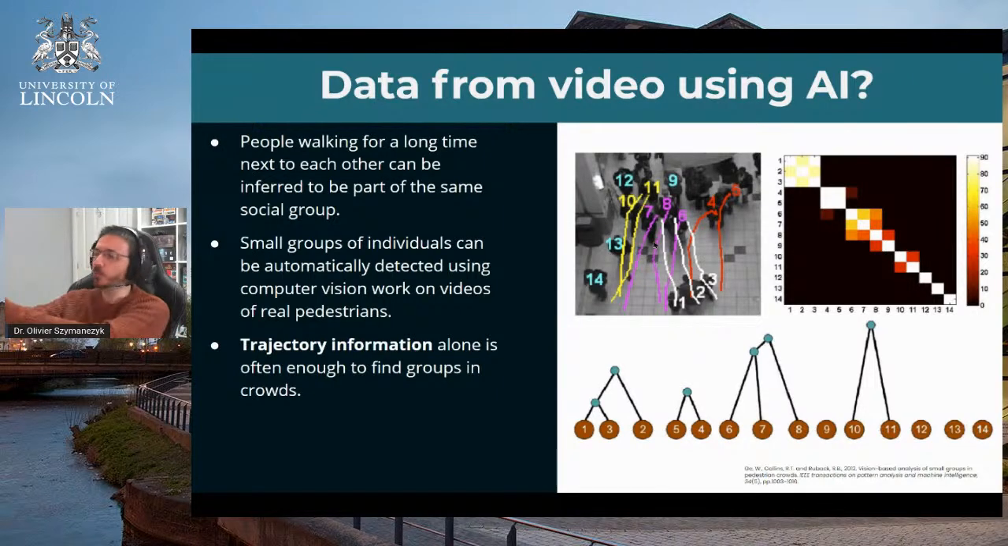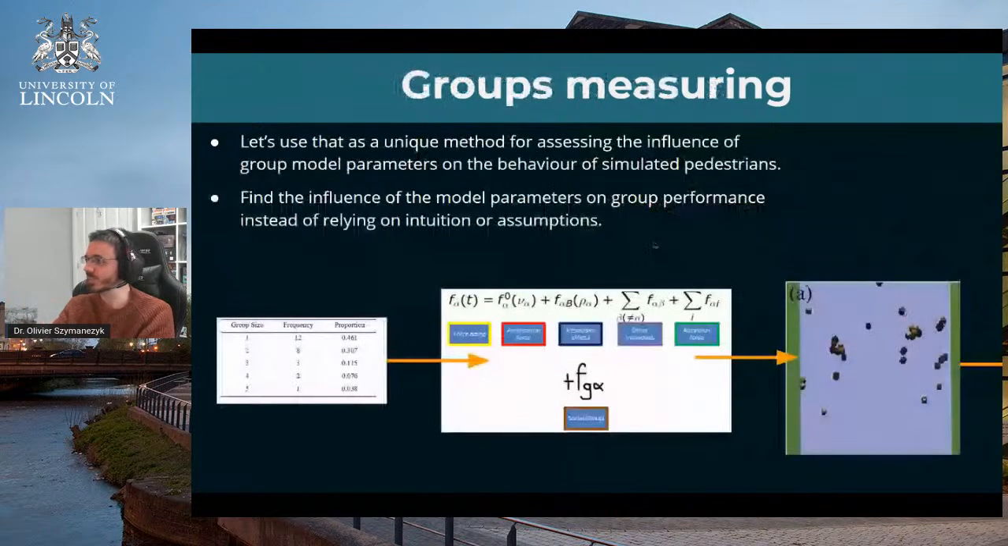So I thought, if it works for videos of crowds, does it work for crowd simulation as well? If we take the crowd simulation that I developed and use the same approach, can we get data out of it that looks like this? And the response is simple, it's yes.